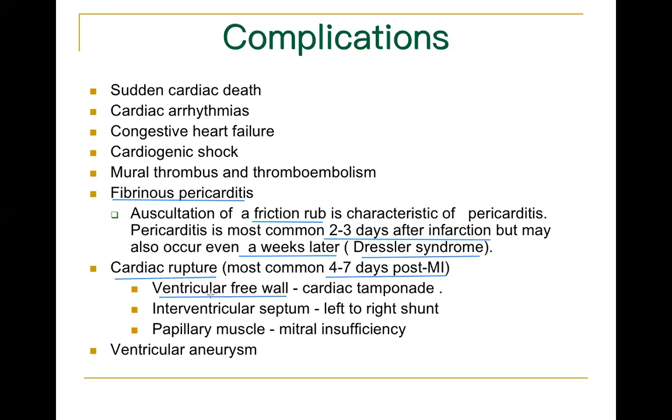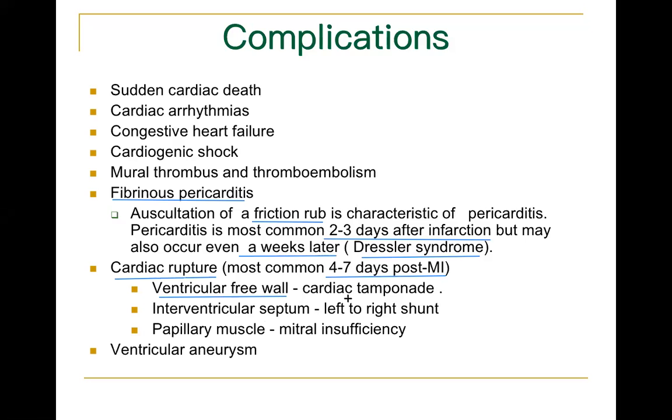Now, our heart has three layers. The innermost layer is called endocardium, the middle layer is myocardium, and the outer layer is called pericardium. And we have the pericardial cavity as well. Now, what will happen? See here, if this free wall of the heart is ruptured, then the blood from the cardiac chamber can leak into the pericardial cavity.